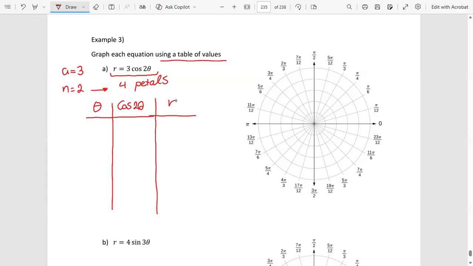If theta is 0, let's start with 0. The 2 theta is 2 times 0, which is 0. The cosine of 0 is 1, and 3 times 1 is just 3. For 0, we get 3.